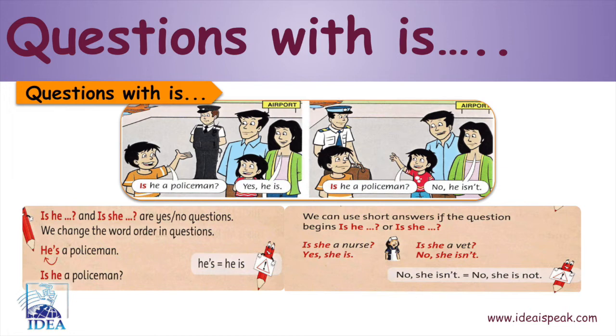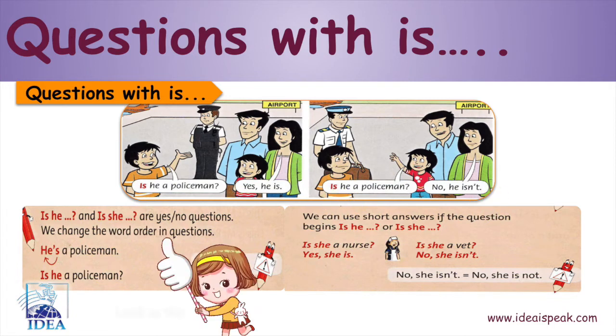Questions with is. If we look at the first picture, we see a policeman. Is he a policeman? Yes, he is. If we look at picture number 2, we see a pilot. So, is he a policeman? No, he isn't.